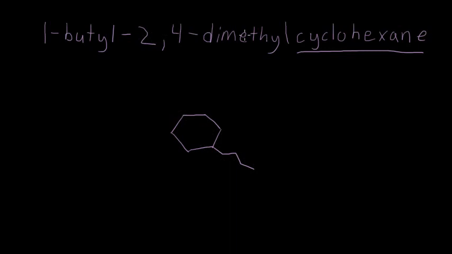And then we have 2,4-dimethyl. So either one of these can be the second carbon, so we'll make this the second carbon. So there's the methyl coming off the 2, and then 3, 4. Here is the next methyl. So this is one way to draw 1-butyl-2,4-dimethylcyclohexane. And notice in the name how this is alphabetically written, the butyl, B, coming before the M. So just thought I'd point that out.